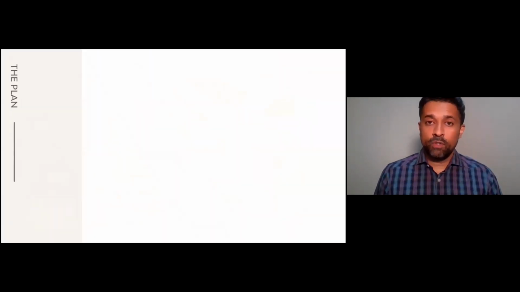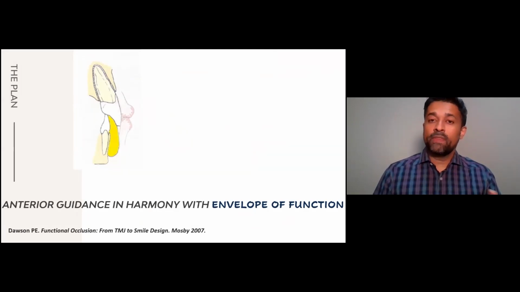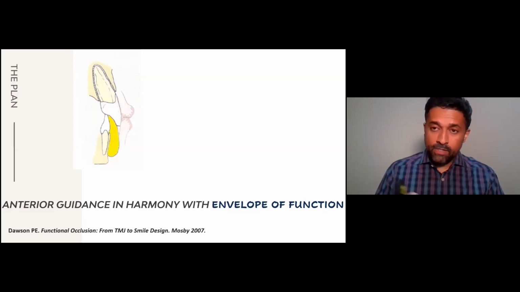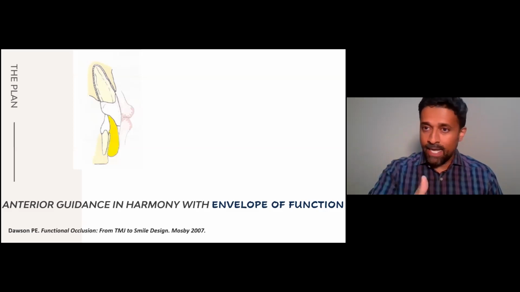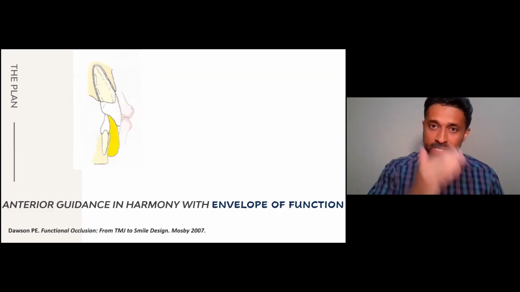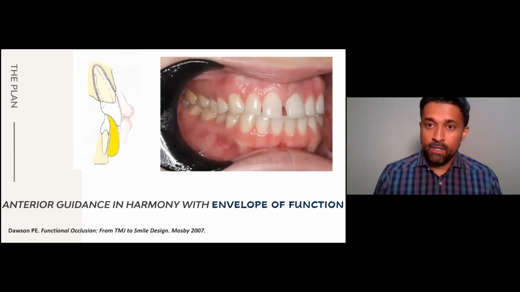What's the second functional goal we look at? When we're establishing anterior guidance, we want the anterior guidance to be in harmony with the envelope of function. Anterior guidance is that inside-out movement of your teeth in any excursive movement, and the envelope of function is that chewing cycle, which is an outside-in. What we want is harmony, with no signs of wear or mobility or migration of teeth.